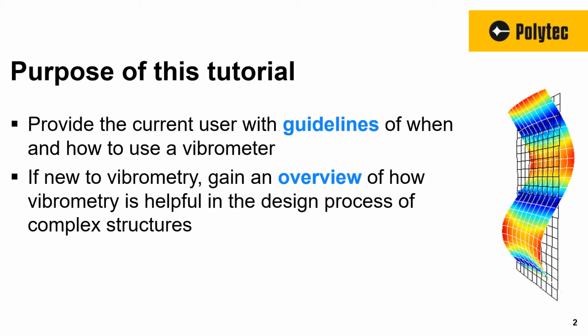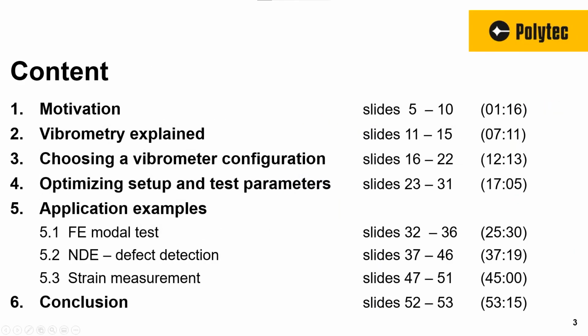It's a best practices guide and shall provide the current user with guidelines of when and how to use a vibrometer. If you're new to vibrometry, you will gain an overview of how vibrometry is helpful in the design process of complex structures. We will touch on the theory of vibrometry, but the main focus will be on how to operate the equipment and how to optimize measurements for speed and accuracy. We will illustrate with several application examples.